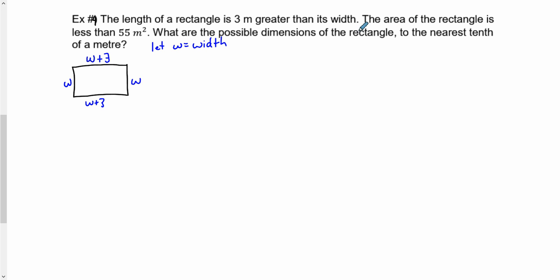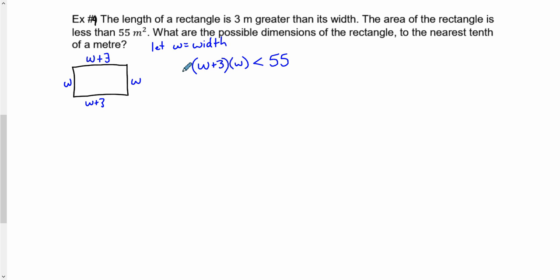Now we're going to solve for what the area is. Well, the area of a rectangle is just length times width. So W plus 3, that's not an absolute value, W plus 3 in round brackets, multiplied by W. The area, which will be this, is less than 55 meters squared. So it's going to be less than 55.